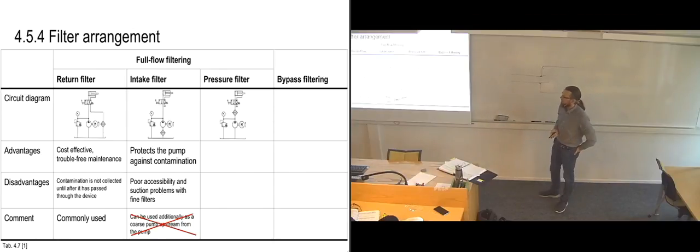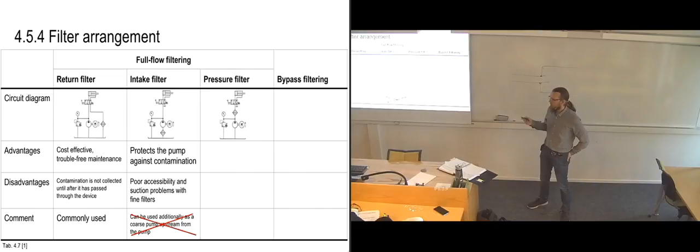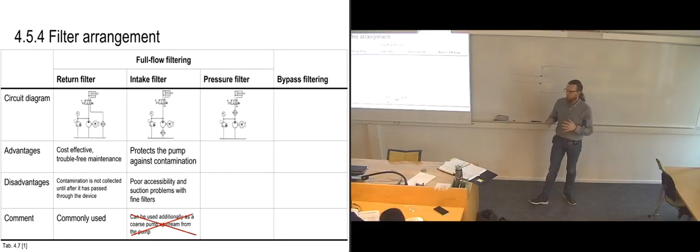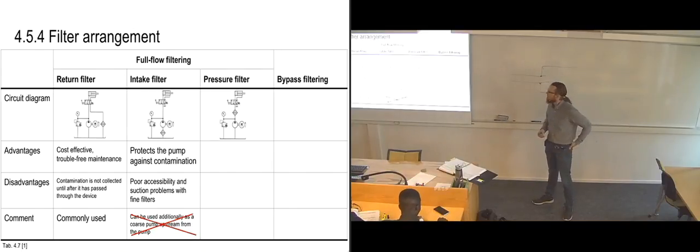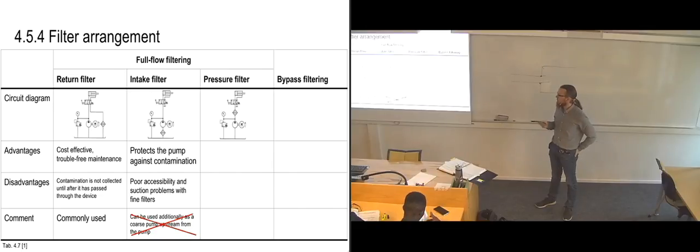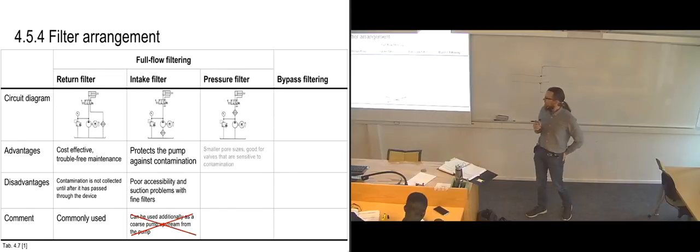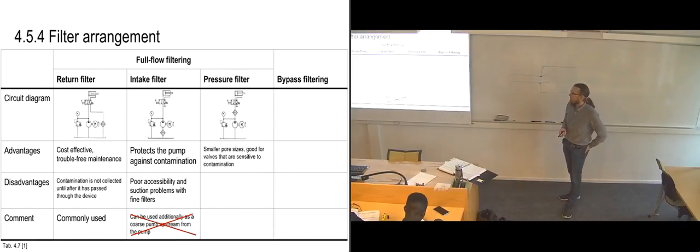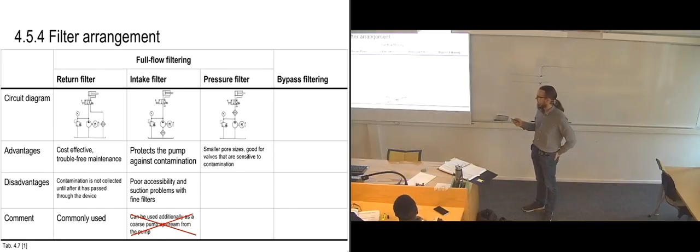So in aviation, where they try to minimize everything as much as they can, they use pressure filters for their most contamination-sensitive components. But also in labs, where they use lab equipment where they need very small equipment when they're working with it, they use pressure filters a lot. So they can handle smaller pore sizes, which is good for valves that are sensitive to contamination.